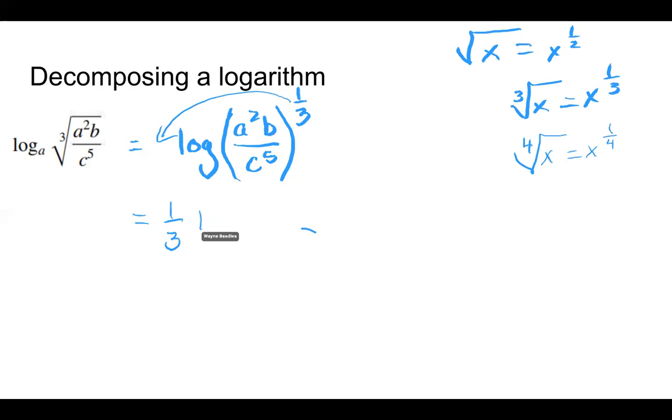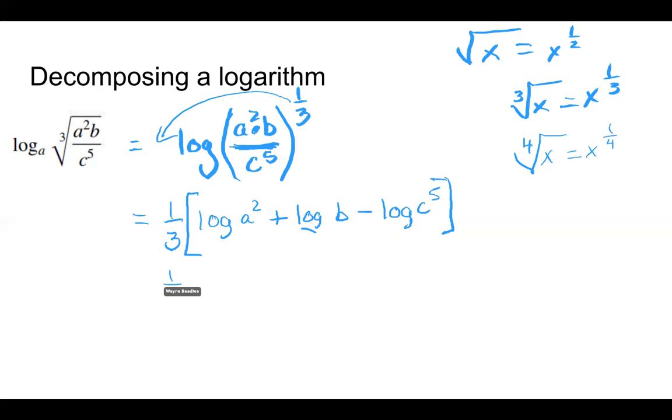Now, when we throw it in front, we have to be careful because we're going to decompose this. This is multiplication, and then this is division. So we have to distribute that 1/3 clear through all this. So I'm going to have log of a to the 2nd plus log of b, and then subtract log of c to the 5th. The bases are just base 10, so that's nice. So we have that, and then keep this 1/3 in front.